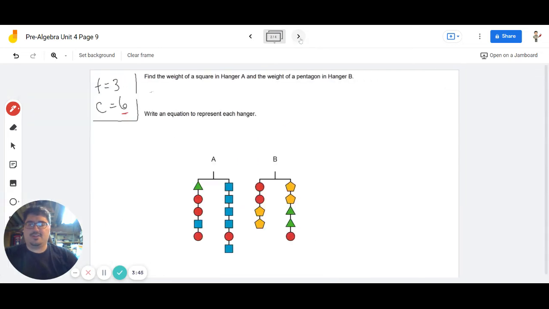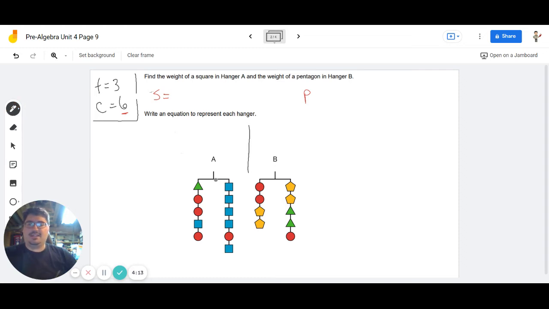Let's move to the next question. Find the weight of the square. So we want to find what the square is in hanger A, and the weight of a pentagon in hanger B. So the pentagon, these yellow figures with 5 sides. And I think it's going to be easy for us to do after we write the equation for each hanger. All right, so let's do that.